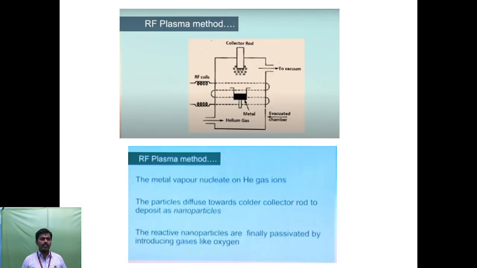This is a diagrammatic representation of the RF plasma method. The metal vapor nucleates with helium gas, and the particles diffuse towards the condenser in order to deposit as nanoparticles. The reactive nanoparticles are finally passivated by introducing a gas like oxygen.